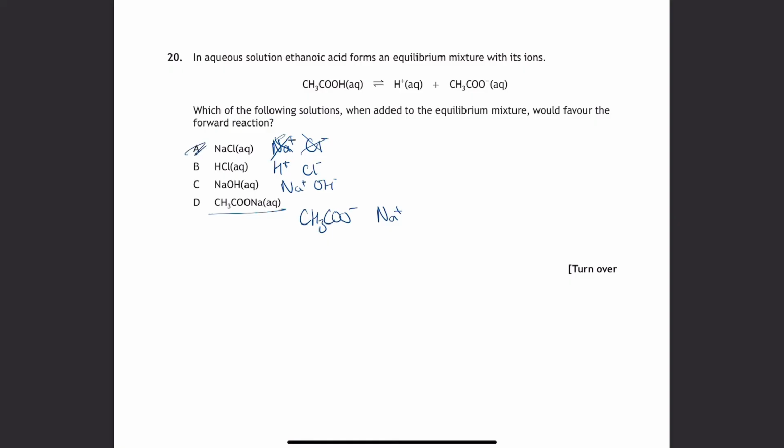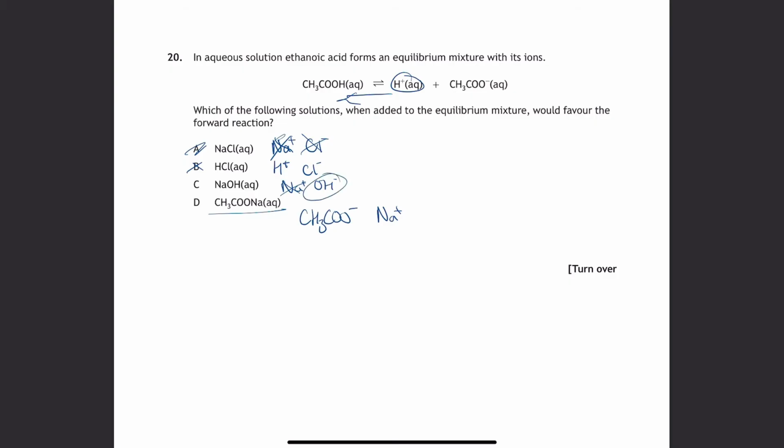B, hydrogen ions. If we add more hydrogen ions, it's going to shift to remove them, so that's going to shift it to the left, so actually favouring the reverse reaction. Again, the chloride ions aren't in it, so they're not really going to do anything. Then sodium ions, again, not in it, not going to do anything.